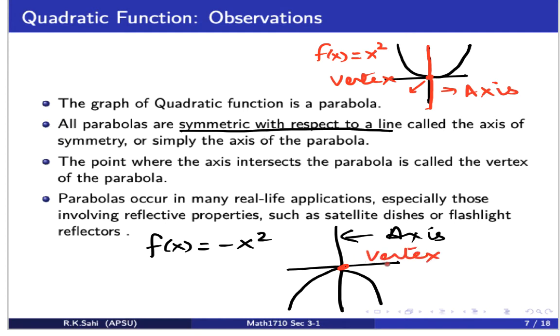Now remember, vertex is a point. It will have two values. So in this point, it's 0 and 0. Here again, the vertex is 0 and 0. Okay, now let's condense all the things we just talked about.